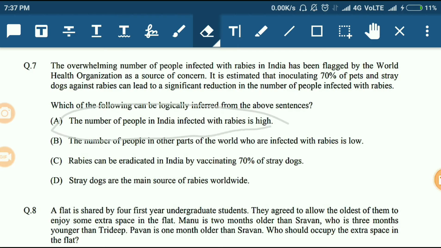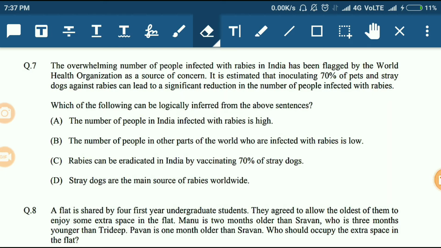The number of people in India infected with rabies is high. Yes, why is WHO doing the survey? Because it must be high. The number of people in other parts of the world who are infected with rabies is low. This sentence does not make any sense over here, because we are not at all concerned with the infection in other countries.